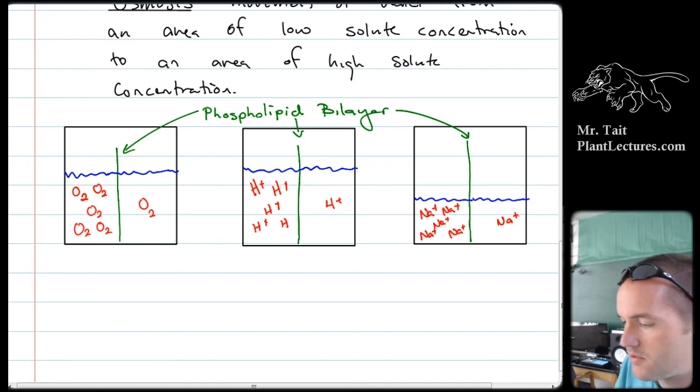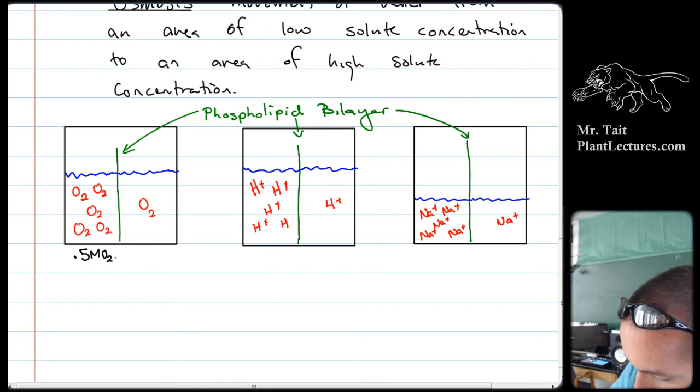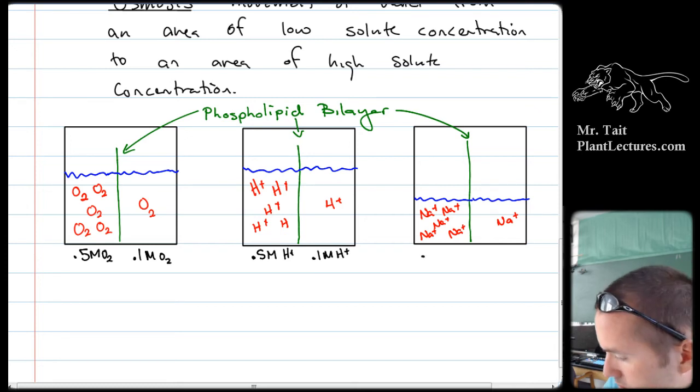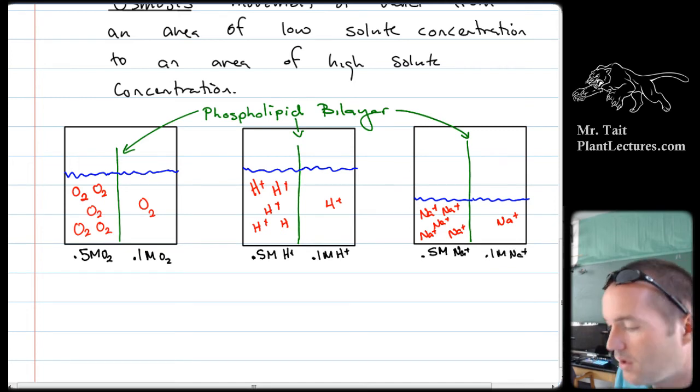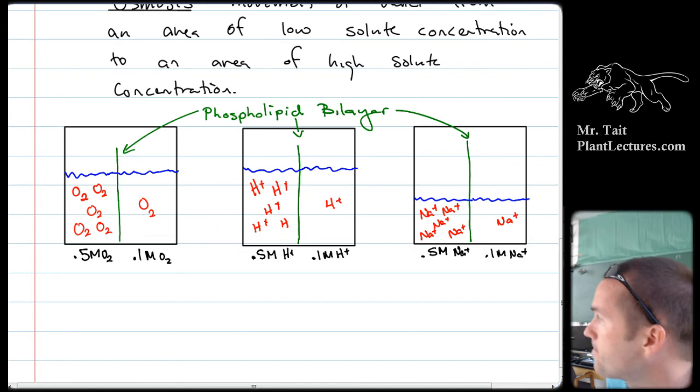Okay, so there's 5 on the left side and 1 on the right side. So we're going to say this is 0.5 molar O2, and this one is 0.1 molar O2. This one is 0.5 molar H plus, and this one is 0.1 molar H plus. This one, if we ignore the fact that there's less water, which we're going to, is 0.5 molar Na plus and 0.1 molar Na plus.